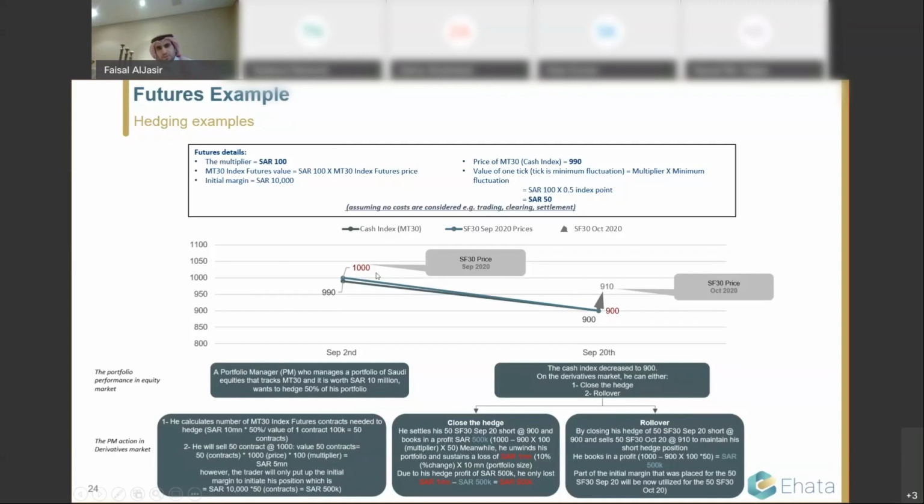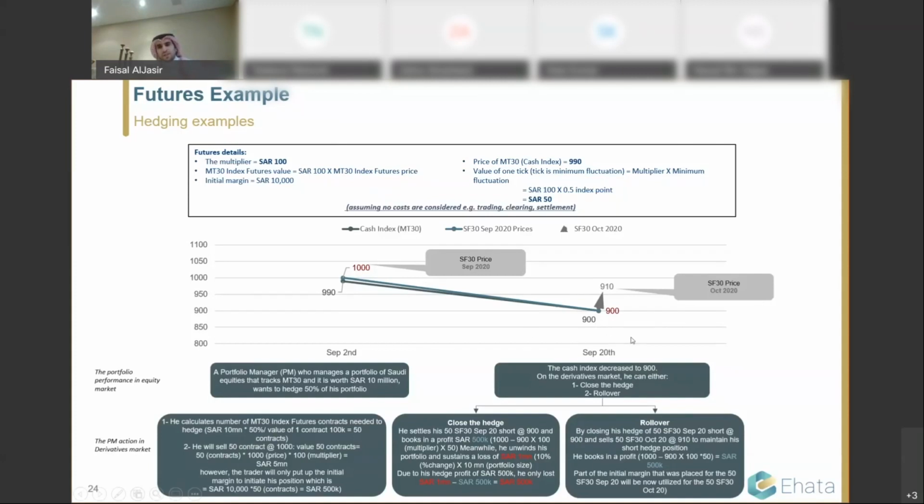The hedger made a good call. The market actually went down. As you can see, the market, the MT30, was at 1,000 and went down to 900. So the market went down by around 10%. 10% of his 10 million means 1 million Saudi Riyal of loss in his portfolio.